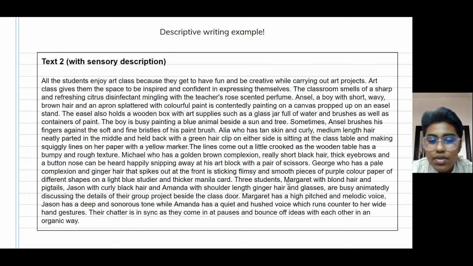Three students, Margaret with blonde hair and pigtails, Jason with curly black hair, and Amanda with shoulder-length ginger hair and glasses, are busy animatedly discussing the details of their group project beside the glass door. Margaret has a high-pitched and melodic voice. Jason has a deep and sonorous tone, while Amanda has a quiet and hushed voice, which runs counter to her wide hand gestures. Their chatter is in sync as they come in at pauses and bounce off ideas with each other in an organic way.